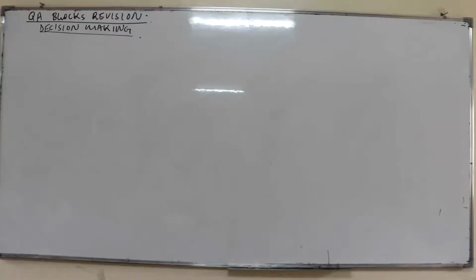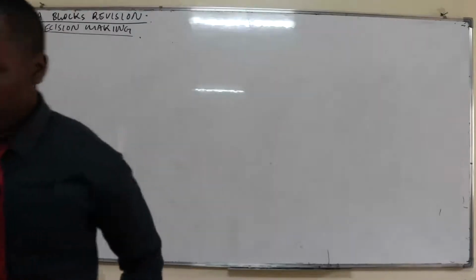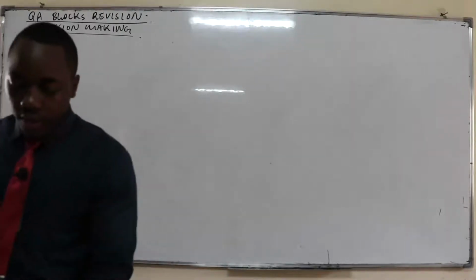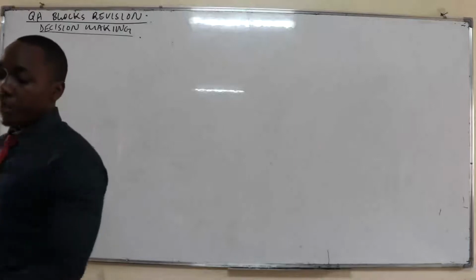So welcome all for today's revision. Today I want us to look at decision making. I want us to look at two topics: decision making, and then forecasting and correlation. So let's start with decision making. We want to go directly to our past papers.